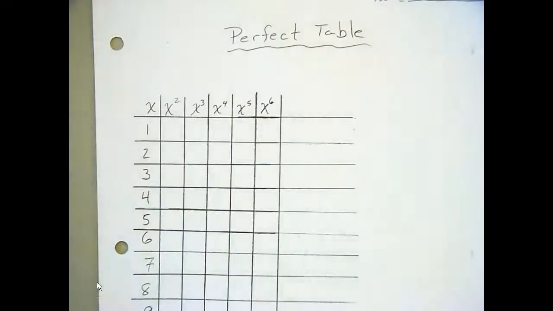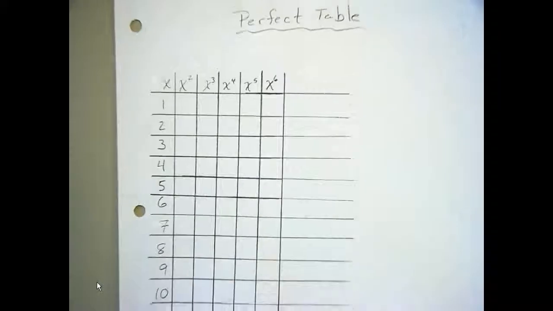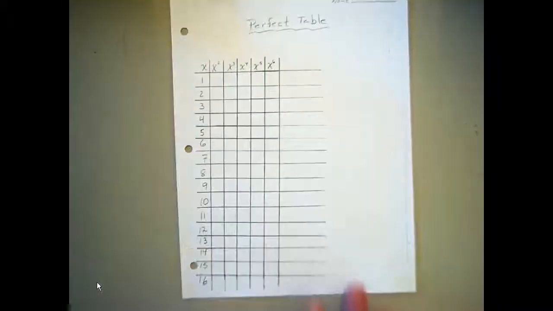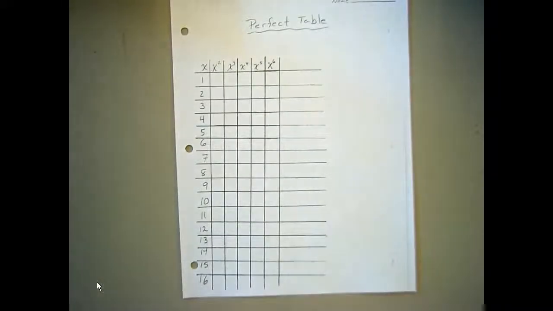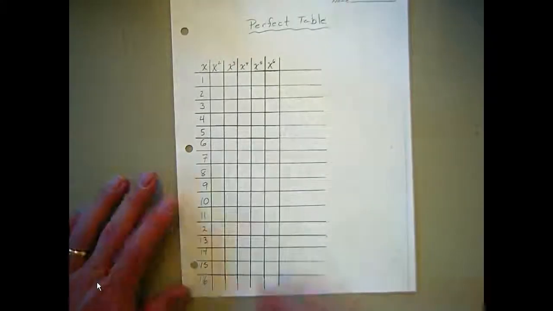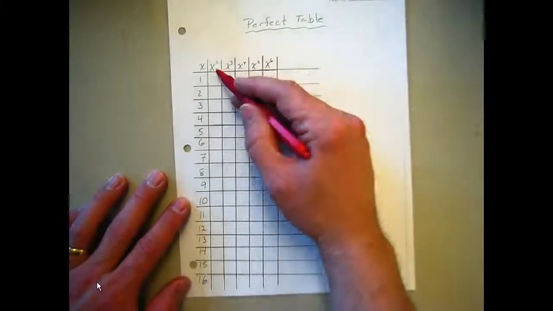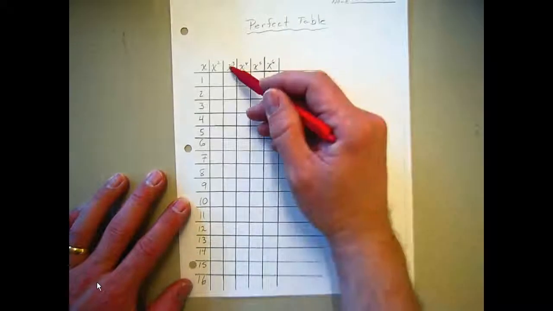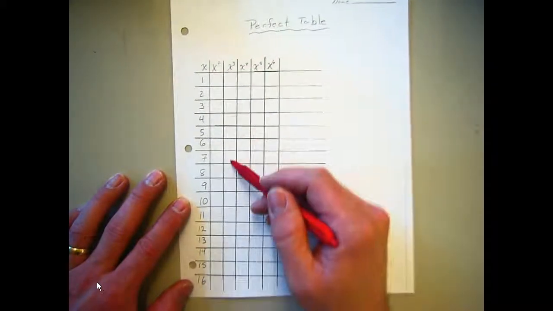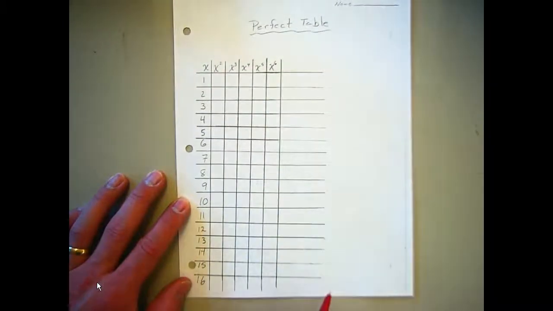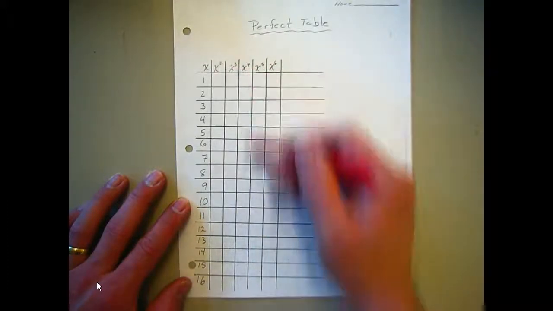Ladies and gentlemen, we're going to start with the perfect table, and what you need to do is fill out as much of this perfect table as you can. Yeah, you can use a calculator. I would stop, like squares is not going to get to 1,000, but once you get to an answer that has 1,000 in it, stop. Okay, in that column, and then move to the next column.